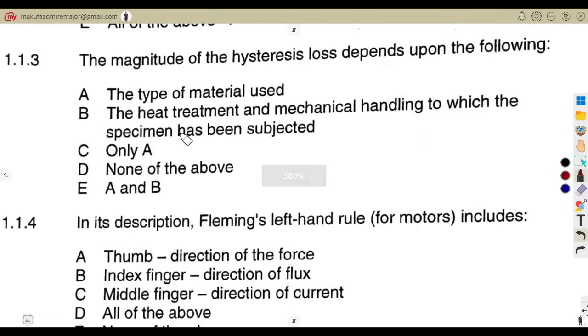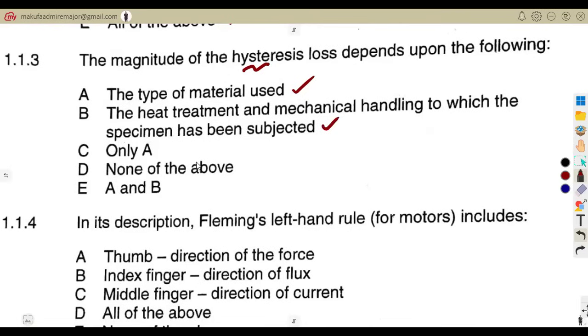That can be easier, because these questions need you to have a basic knowledge of what you've been doing. The magnitude of the hysteresis loss depends upon the following. Which one of these does the hysteresis depend on? A, the type of material used. Does hysteresis work with that? Truly, the type of material used is going to affect hysteresis. B, the heat treatment and mechanical handling to which the specimen has been subjected. Truly, it affects hysteresis too.